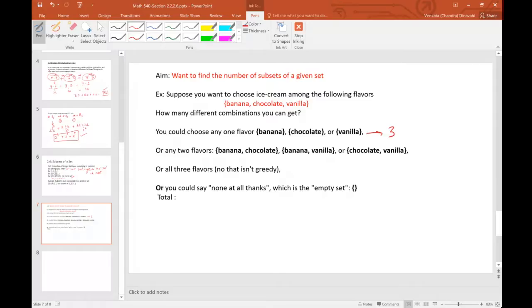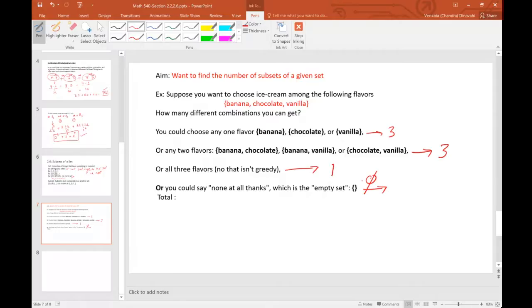Suppose you want to mix any 2, so you can mix banana and chocolate, banana and vanilla, chocolate and vanilla. So there are 3 different ice cream combinations with 2. You can mix all the 3. That's what I do all the time. So there is only one choice. If you are diet conscious, you can say, I don't want anything. So that is an empty set. Sometimes people just put brackets, or sometimes people use this symbol. Frankly, this is more mathematics.